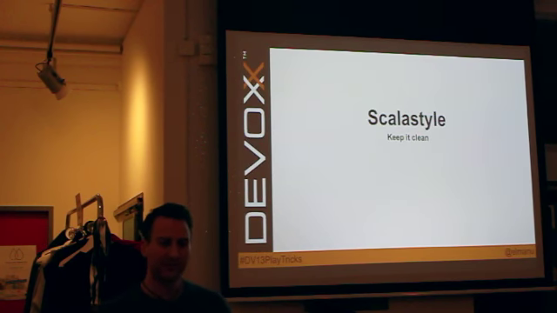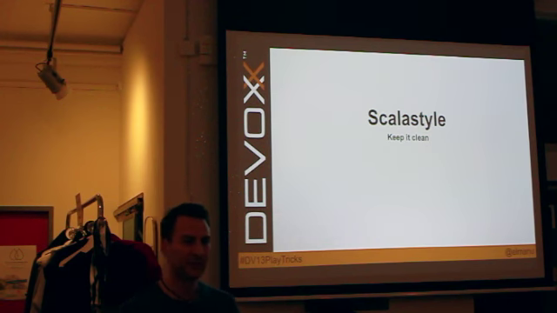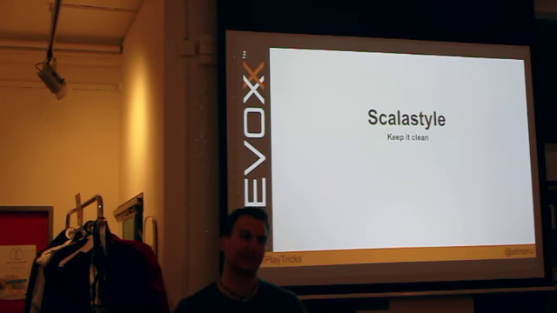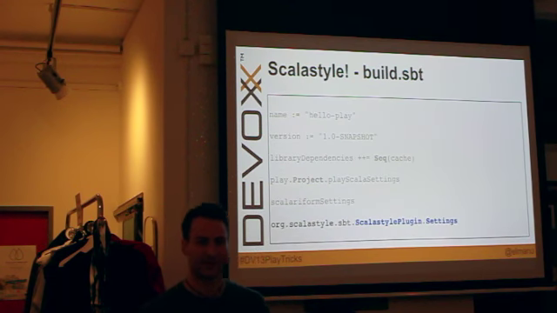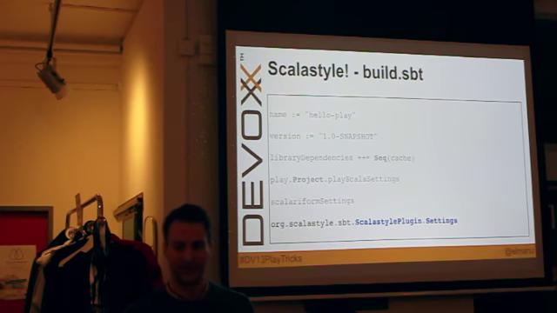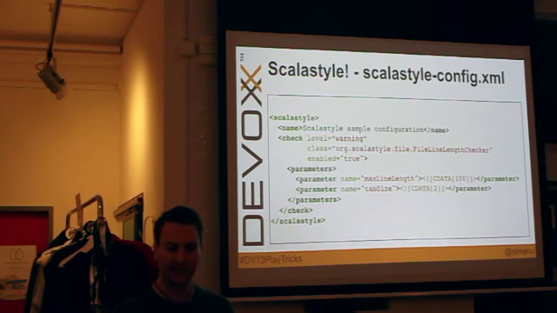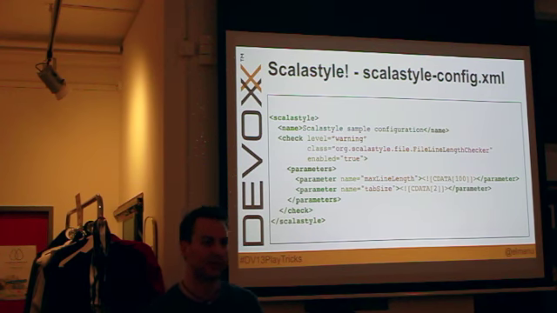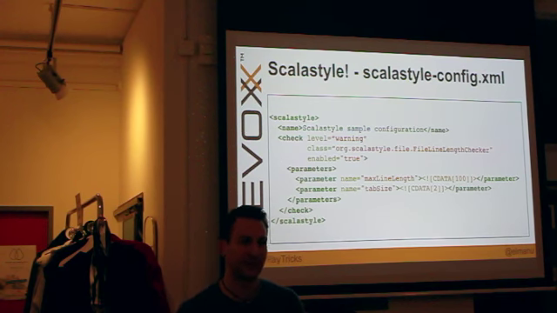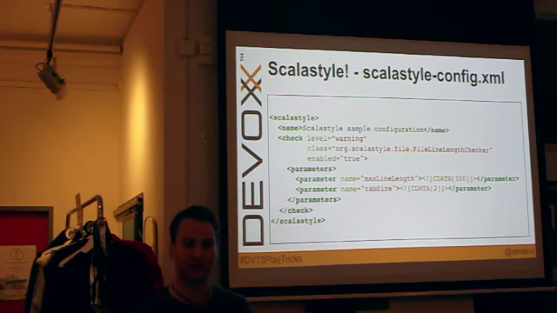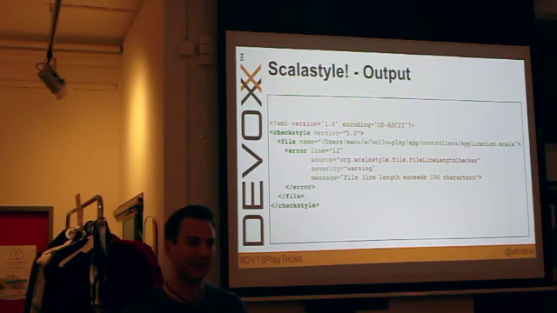Okay, for Scala Reform, then there's Scala style. You know check style maybe from Java. Scala style is the same thing, but for Scala. So again, here we just add a line to plugins SBT saying, hey, we want Scala style. And we add another line in the build SBT saying, hey, we want these settings. And then we also need to define the Scala style config XML. This is a very simple example. There are more elaborate ones on the website. And this one just checks, is there any line in my project that's longer than 100 characters? And if yes, please warn me about it. And if I do have one, then I get XML as output, which is in the check style.